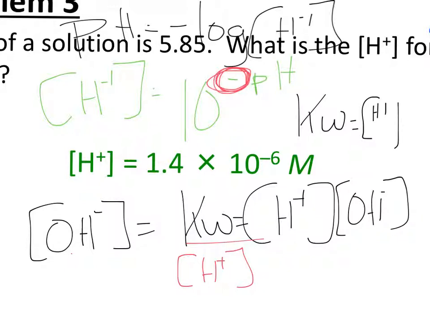What is KW? 1 times 10 to the negative 14. That's all you got to do. So again, this is why I embrace KW. Yes, you're dealing with weird numbers, but the step can save you time. Just throwing that at you.